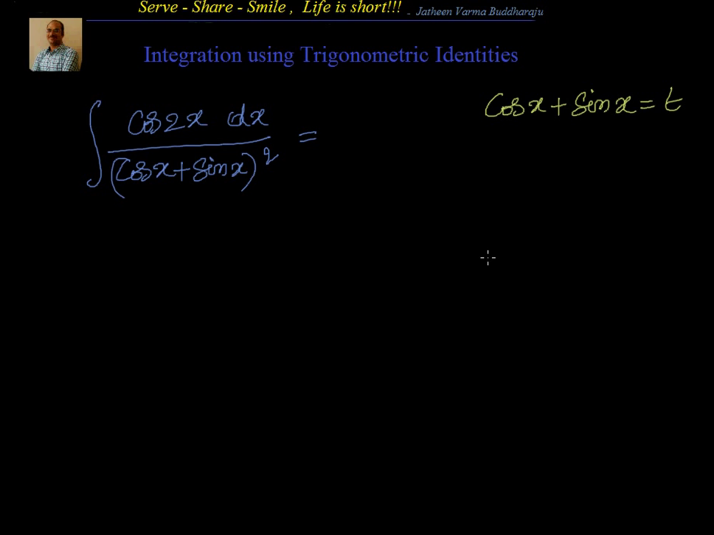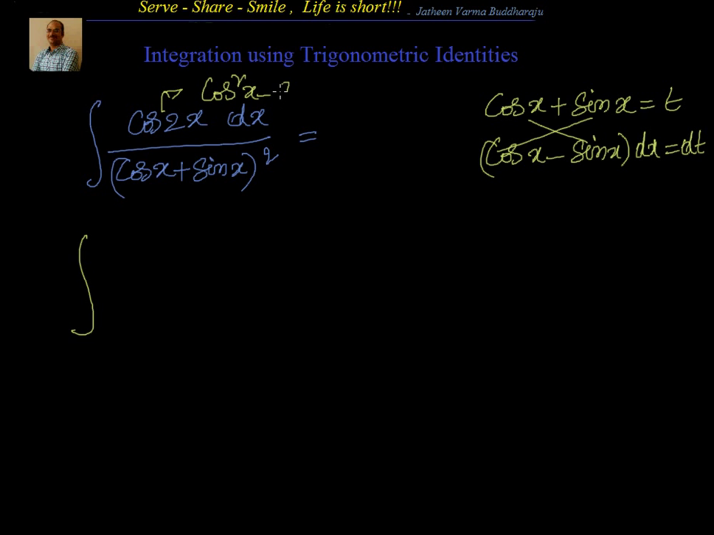Suppose I take sin x plus cos x equal to t. I know that cos x minus sin x dx is equal to dt. How? The derivative of sin x is cos x, the derivative of cos x is minus sin x, so that is equal to dt. Now how do I get cos x minus sin x in the numerator?